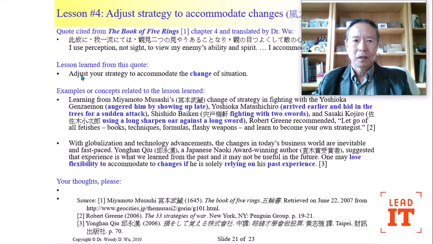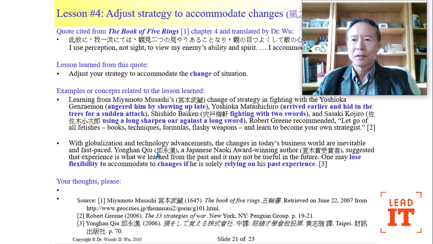Lesson number four, adjust your strategy to accommodate the change of situation. Yes, learn from Miyamoto Musashi. He lists three fights he had. The first time he arrived late, and that really made his opponent mad. Now he's fighting with a madman. The second time he arrived earlier, hid in a tree, jumped down and attacked. That's a sudden attack. The third time he used a long sharpened oar against a long sword. So every time he either made his opponents mad or surprised them, leaving them unprepared. If you are prepared and your opponent is unprepared, guess who is going to win the fight?